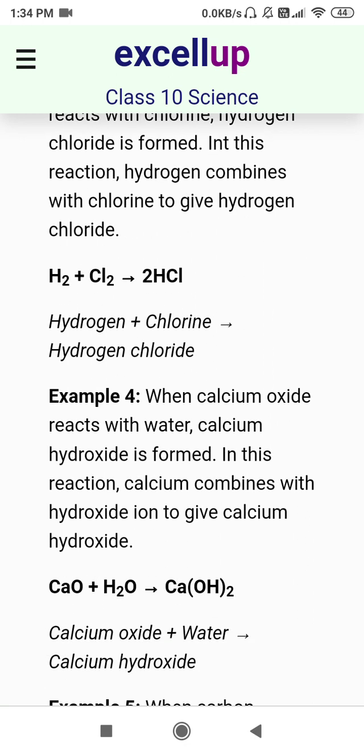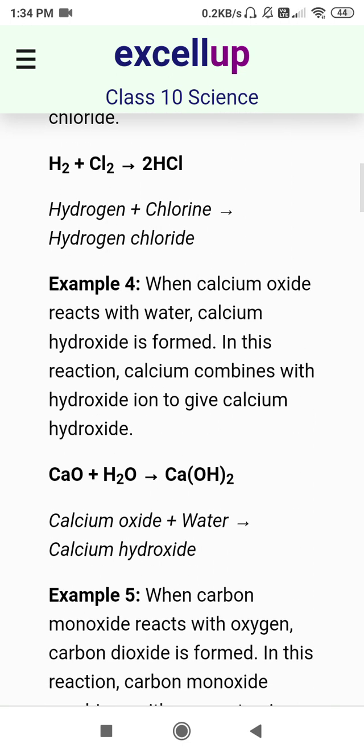When calcium oxide reacts with water, then calcium hydroxide is formed. Calcium oxide plus water is equal to calcium hydroxide. CaO plus H2O is equal to Ca(OH)2.